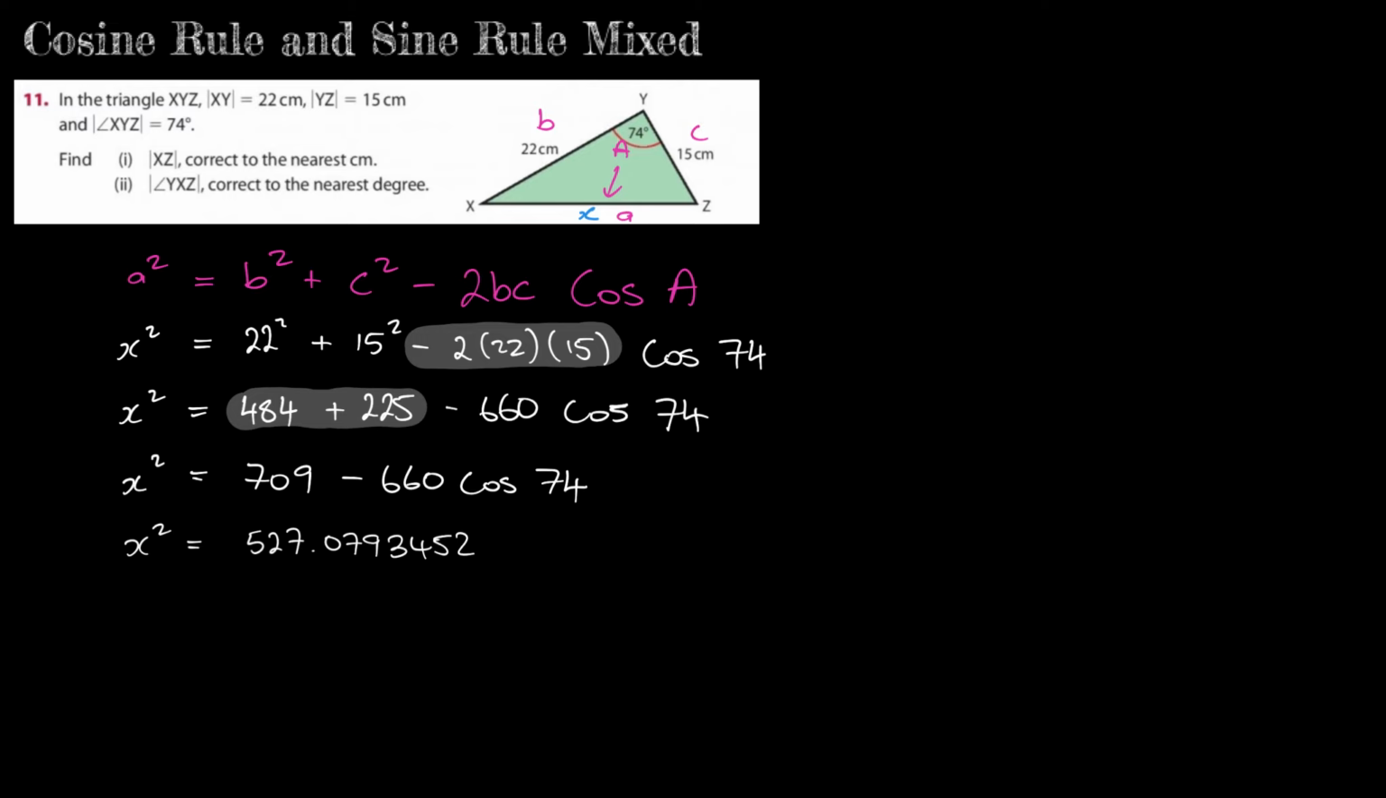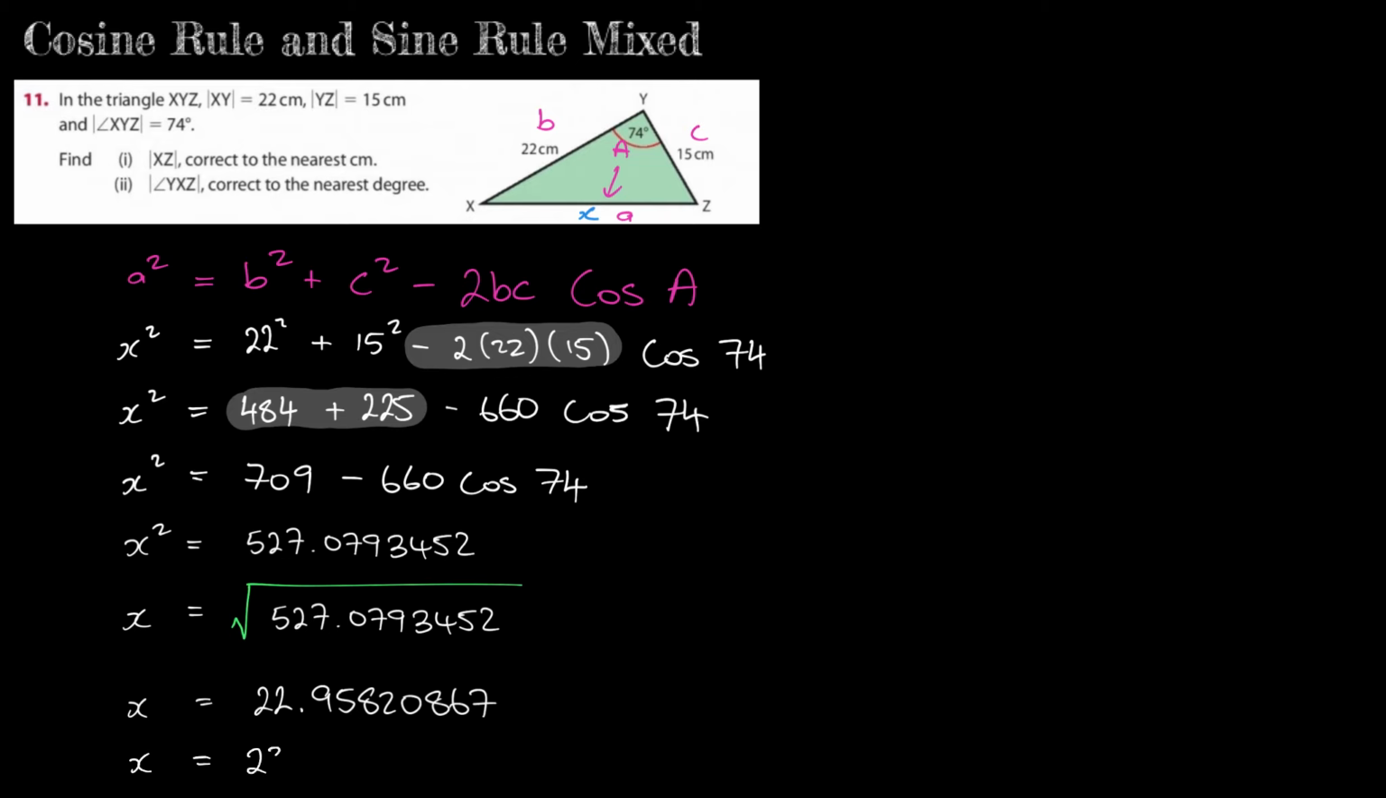I don't want x squared, I just want x. So in order to find out what x is equal to, I need to get the square root of that. The square root of that will give me 22.95820867, so x will be equal to 22.95820867. So far what I've done is find the value of x. The next part of that question asks for the answer correct to the nearest centimetre, so I'm going to fill that in, and to the nearest centimetre, x is equal to 23. So that's the first part of that question done.